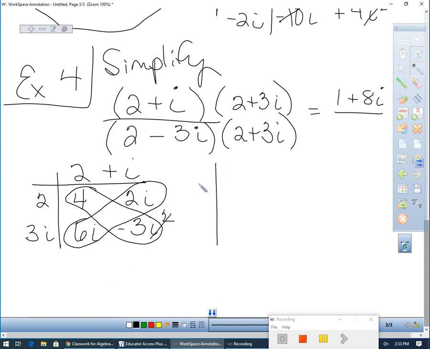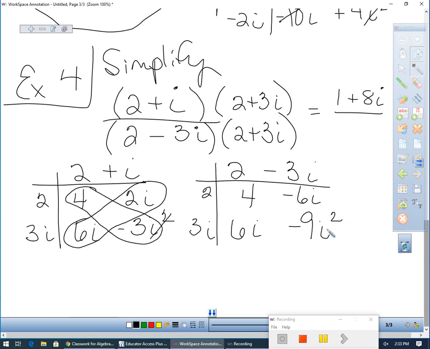Second box is for our denominator. 2 minus 3I times 2 plus 3I. 2 times 2 is 4. 2 times negative 3I is negative 6I. 2 times positive 3I is positive 6I. 3I times negative 3I is negative 9I squared. I'm going to cancel my I squared and make 9 positive. So it's just going to be 13.